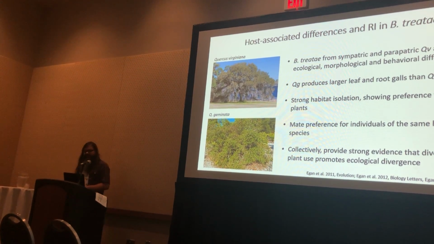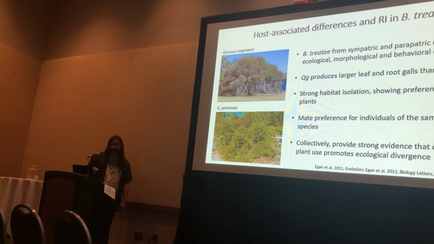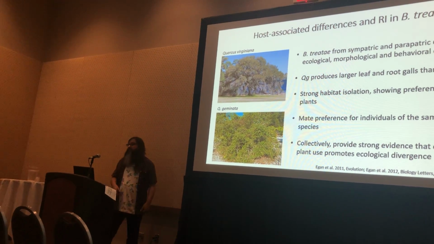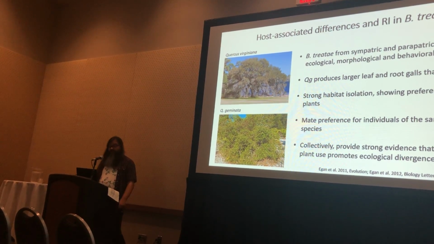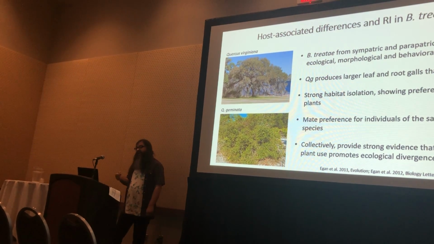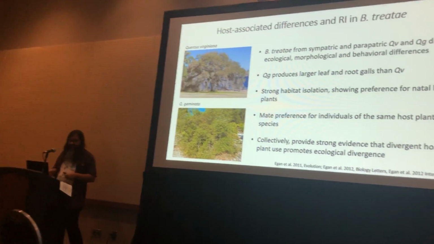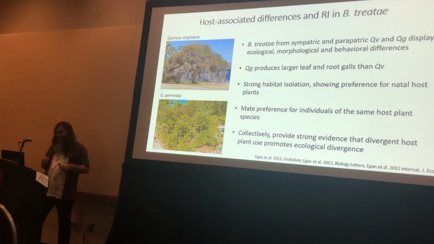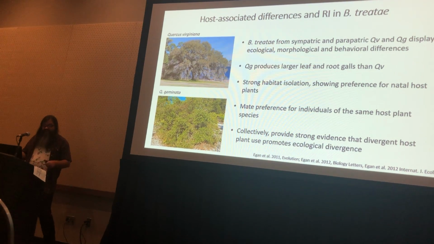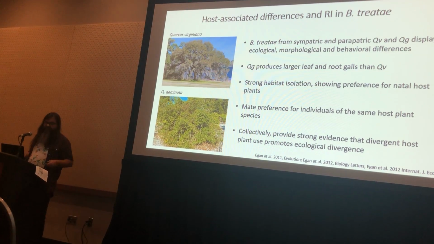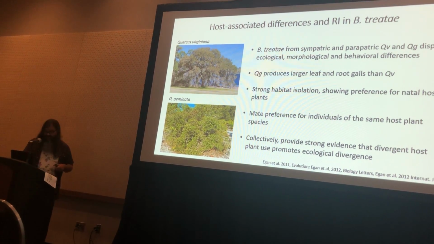We've also documented through a number of studies host-associated differences in reproductive isolation of Belonocnema, a number of them ecological, morphological, and behavioral as well. QG produces larger leaf galls and root galls than QV. There's strong habitat isolation. Individuals show a preference for their natal host plant. They don't seem to like their non-natal host plant as much. There's mating preference, where individuals prefer to mate with individuals from their natal host plant. Collectively, this provides strong evidence that divergent host plant use may promote ecological divergence.